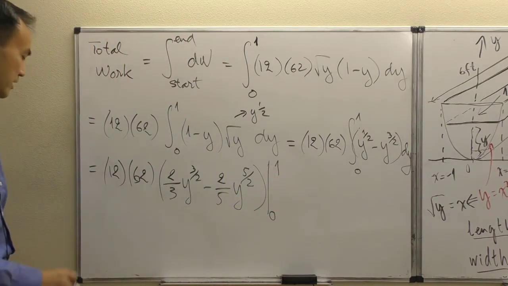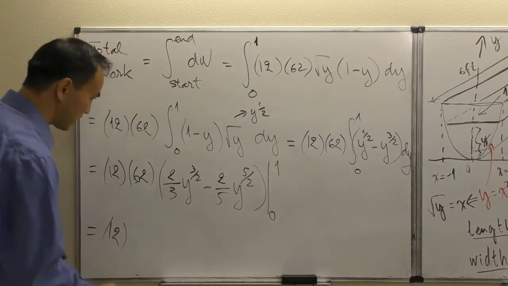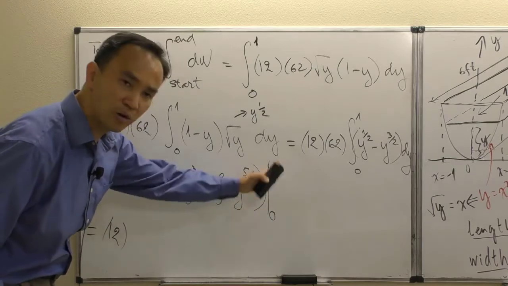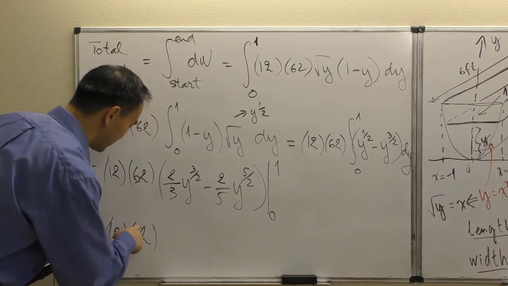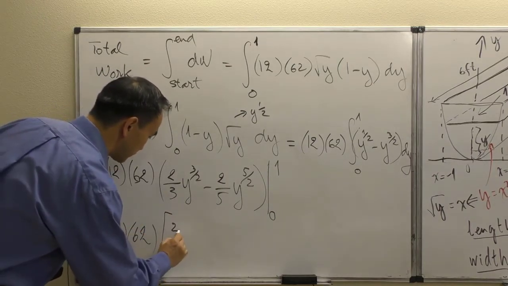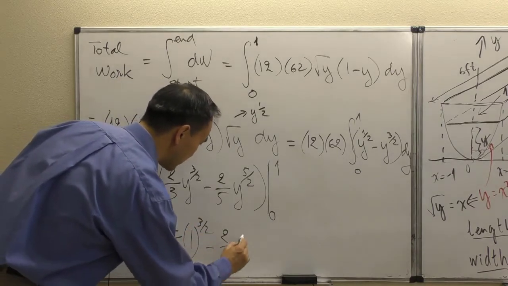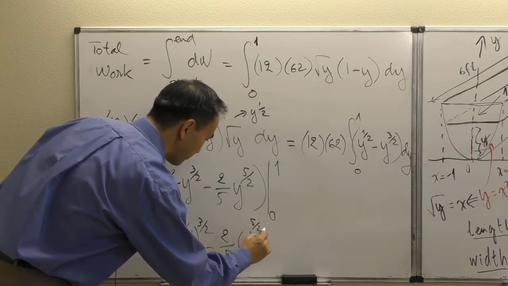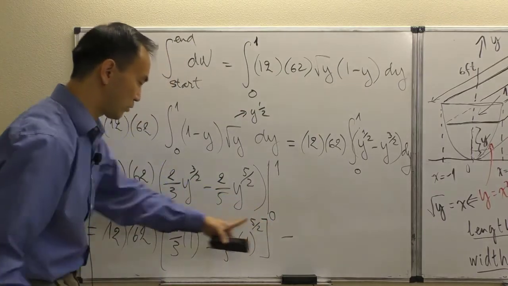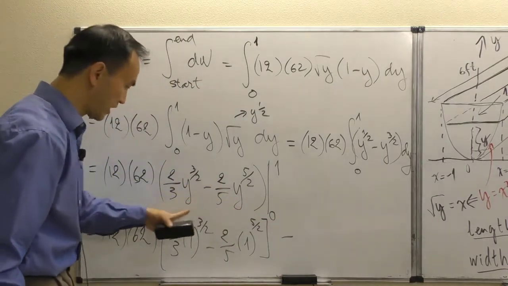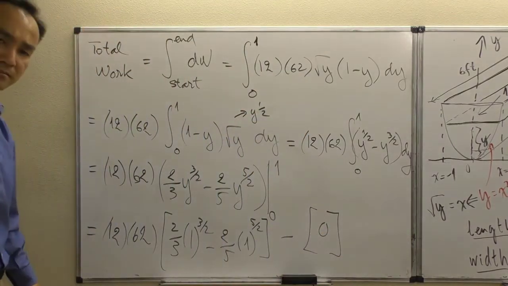Now I'm simply going to substitute each integral limit into our antiderivative. So 12 times 62 as the coefficient, and I'm going to multiply with 2/3 times 1 to the 3/2 power minus 2/5 times 1 to the 5/2 power. The good thing about the zero limit is that when we substitute it into our integral, it's going to be a 0, so I simply save myself some effort by writing a 0 there.